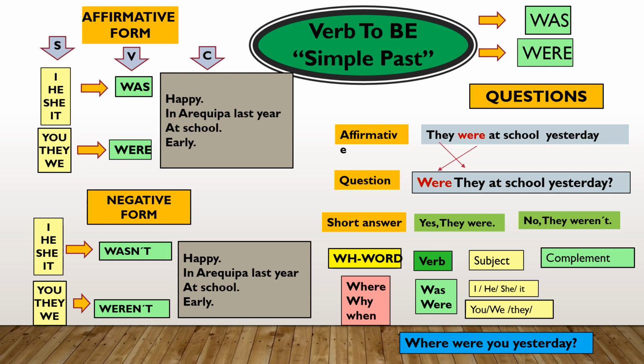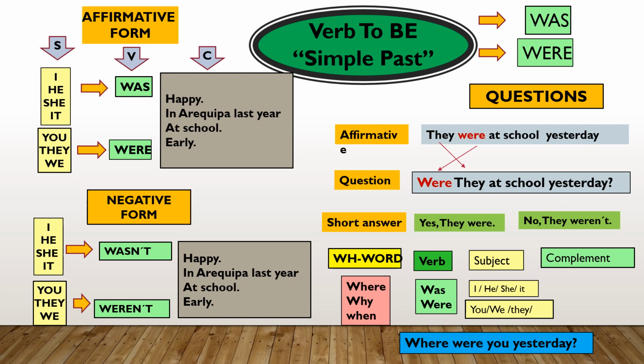What about questions? For example, the affirmative: they were at school yesterday. This is an affirmative sentence. For a question, you have to change the position of the verb to be. For a question, the verb to be comes first, then continue with the subject. For example, were they at school yesterday? Short answer: yes, they were, or no, they weren't.